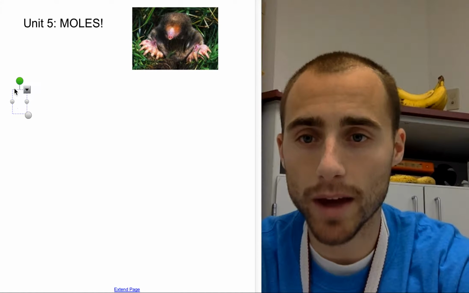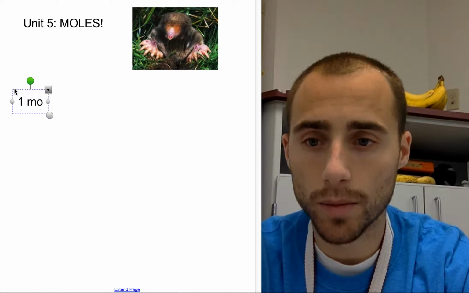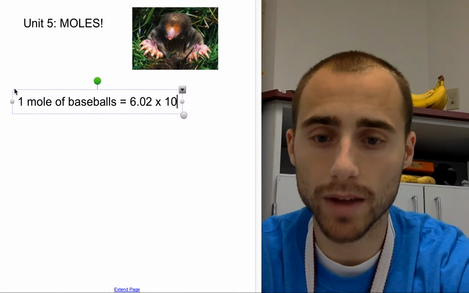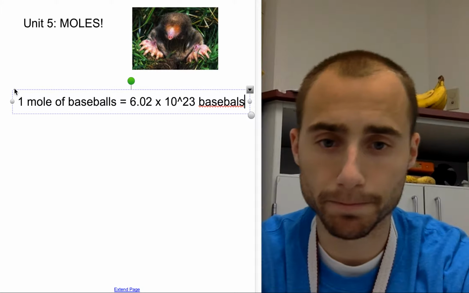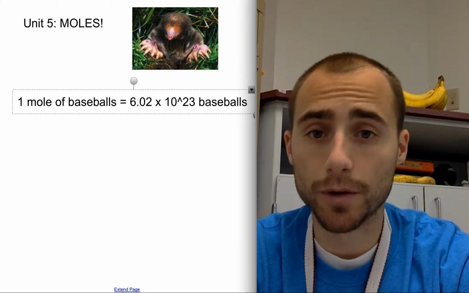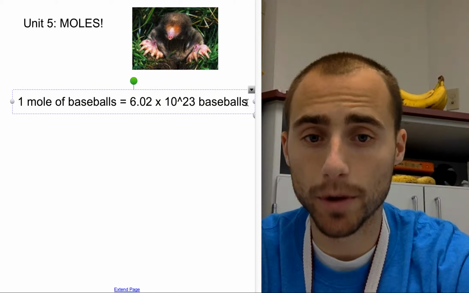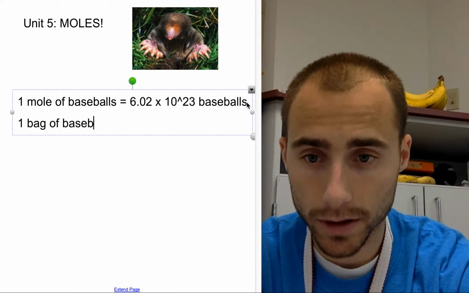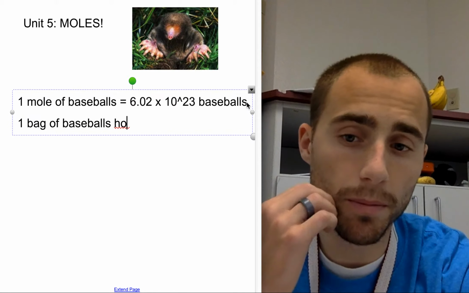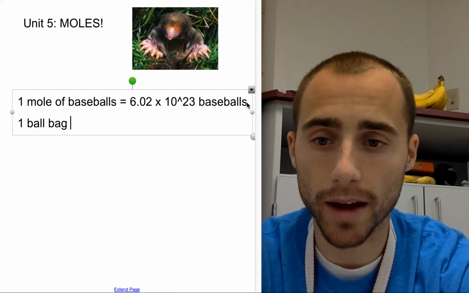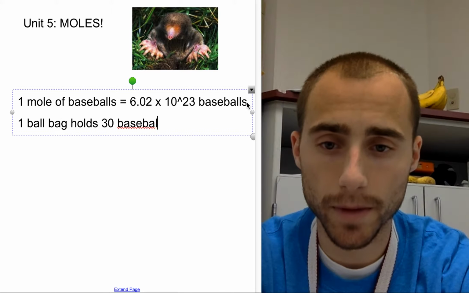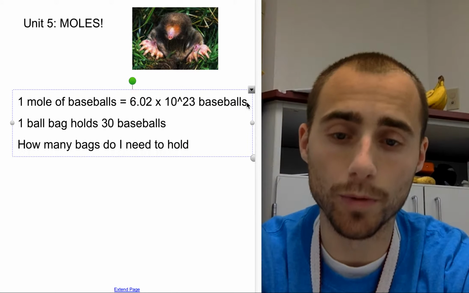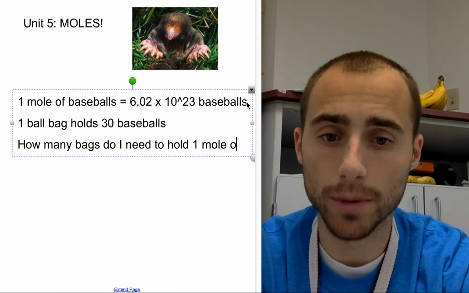Another example we could do, if we had one mole of baseballs. We have 1 mole of baseballs, so that's 6.02 times 10 to the 23rd baseballs. Okay, that's what I've got so far, 6.02 times 10 to the 23rd baseballs. And I have to put them all into bags. One ball bag holds 30 baseballs. The question, how many bags do I need to hold my 1 mole of baseballs?